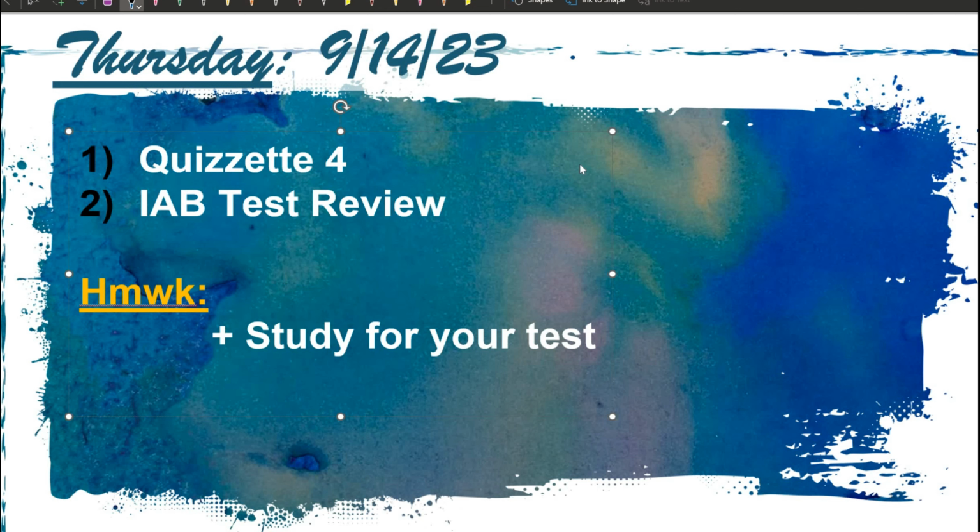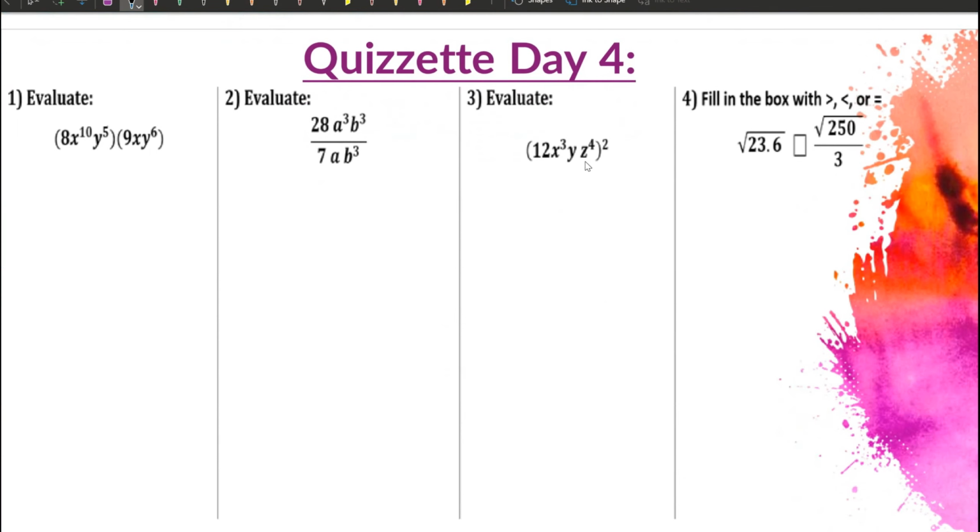All right, so let's go over our Quizzette today. Quizzette day 4. Evaluate 8x to the 10th power, y to the 5th power, times 9 times x, y to the 6th power. As we learned in class, the first step is to group them: 8 times 9, and then x to the 10th power times x, and then y to the 5th power times y to the 6th power.